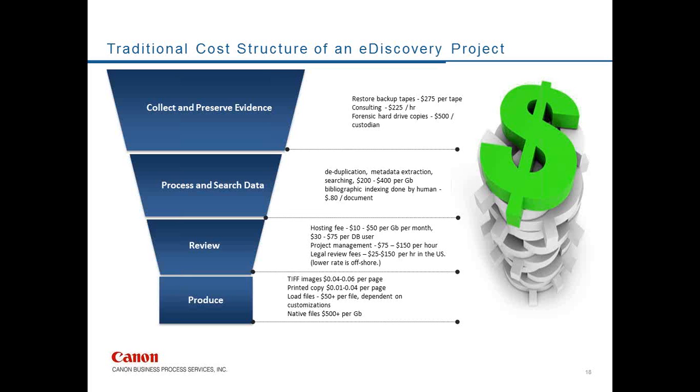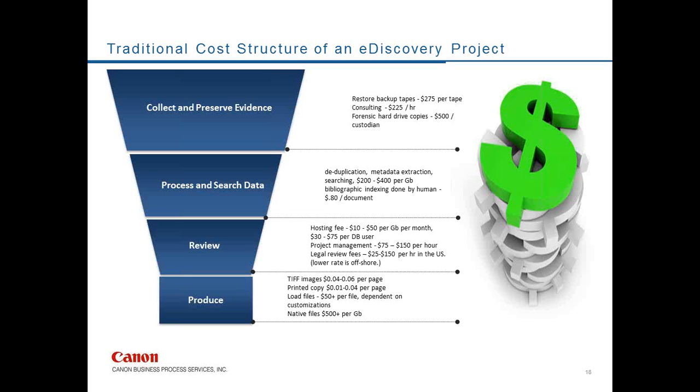Yeah, we talked about the pricing models a little bit before, and this slide just illustrates the cost structure of an e-discovery project and also the reduction of data and some of the common costs. When you're collecting and preserving evidence, for example, you might be restoring backup tapes at $275 a tape, consulting time at $225 an hour, doing collections of hard drives, maybe $500 a custodian.